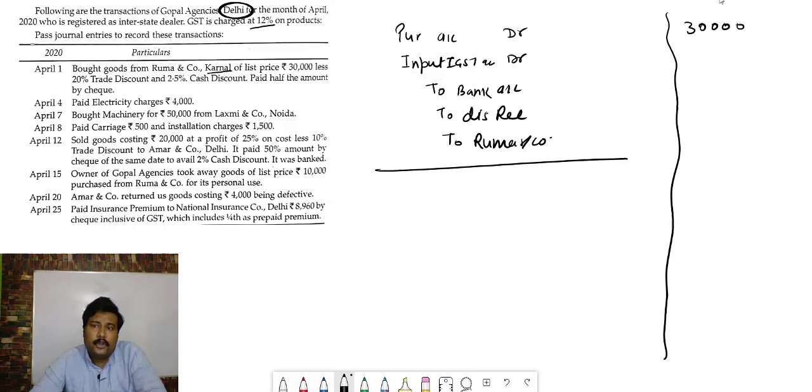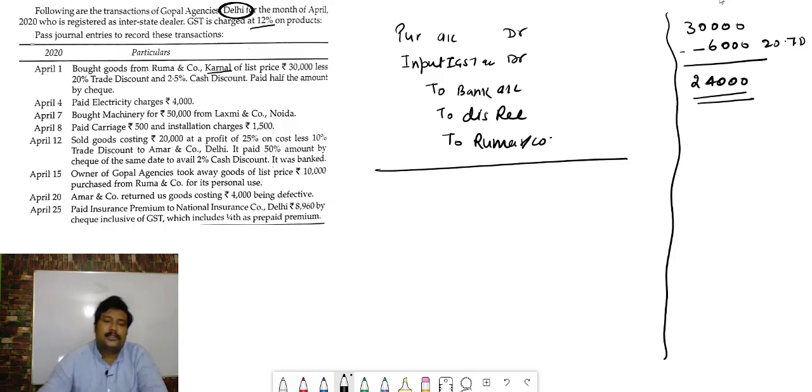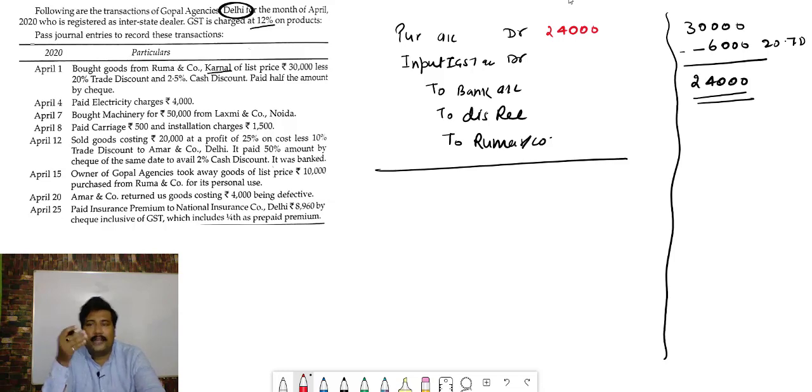30,000 is the purchase value. 20% is the TD. As I told you, first we will deduct the TD. TD is 6,000, so 30 minus 6 is 24,000. So purchase account debit 24,000. And after TD, whatever the amount is, we will charge the GST on that. So 24,000 at 12%. Calculate it. How much, bacha? 12% of 24,000.